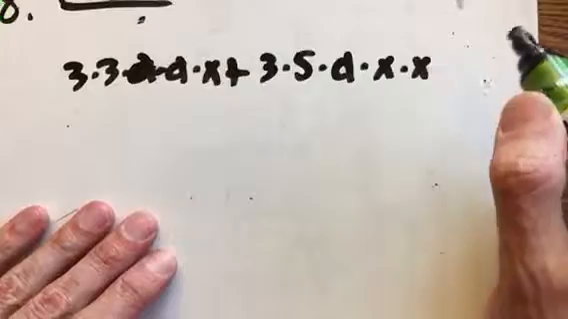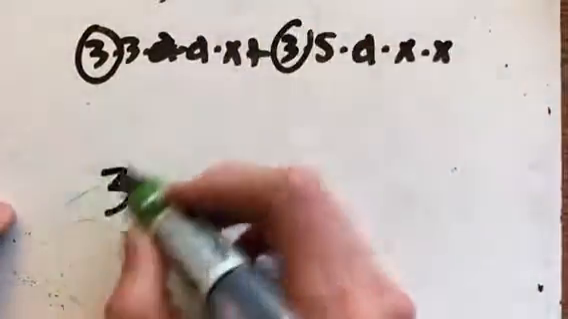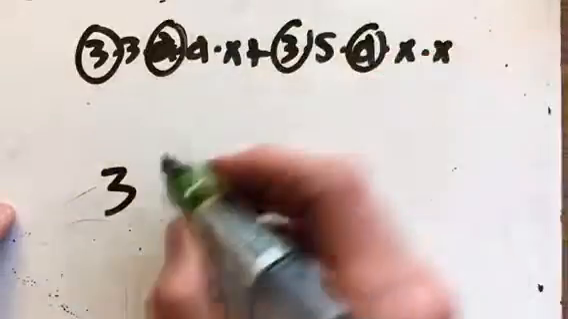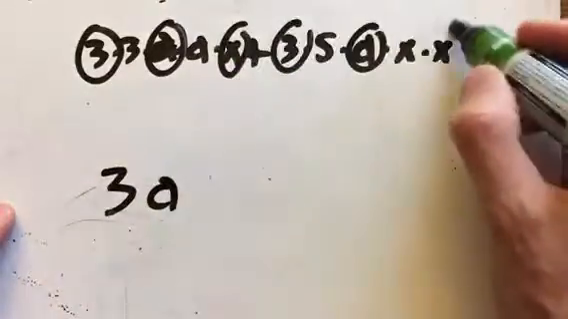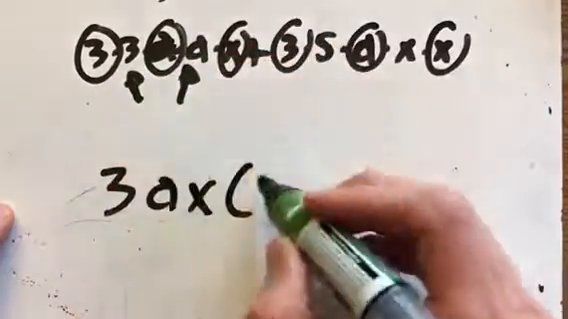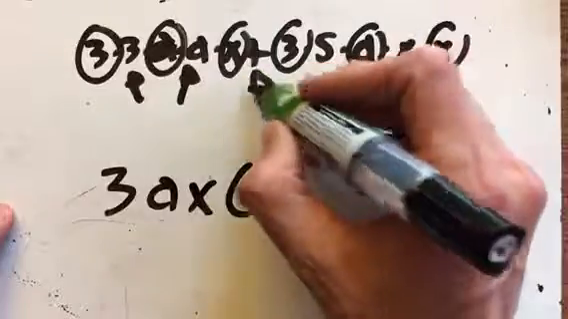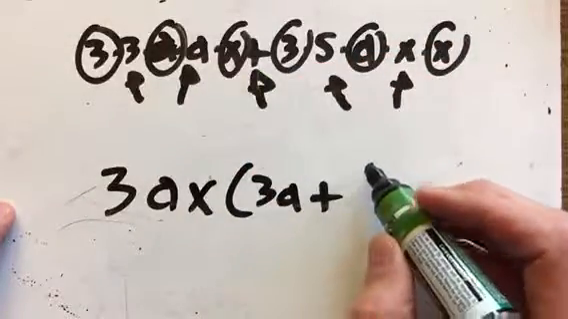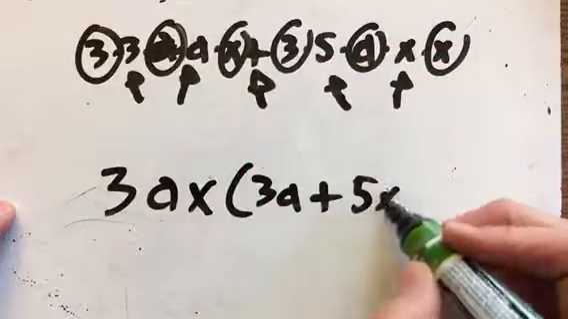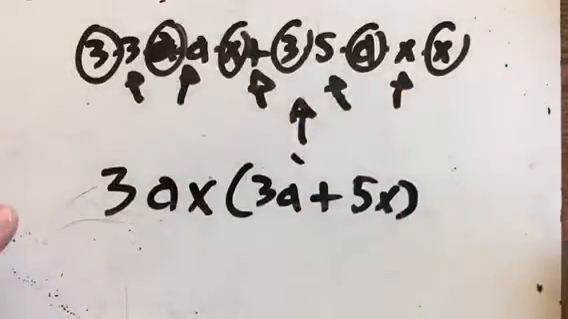I know it's a little crazy, but right away it's really easy to see what they have in common. They both have a 3, they both have an a, and they both have an x. And if you notice, what is left is what goes inside. So 3a is left over here, and 5x, and the plus sign is over here. So this method, although it takes some more work at the beginning, actually makes the whole thing easier. Your choice.